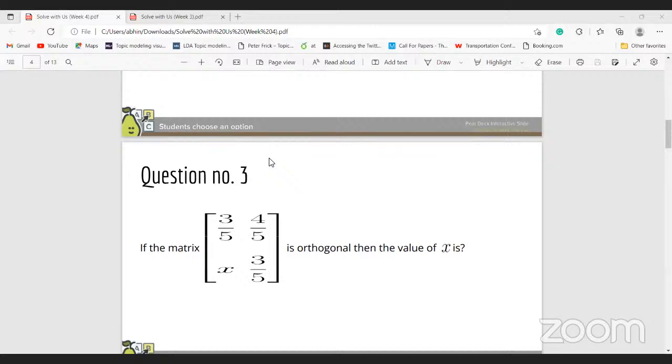Sai Kalyan Rao. I have already got answers in the chat box. -4/5. -0.8. Ayush Kumar, can you unmute yourself? Okay, it's -4/5. Yes, 4/5. Sorry. Correct.